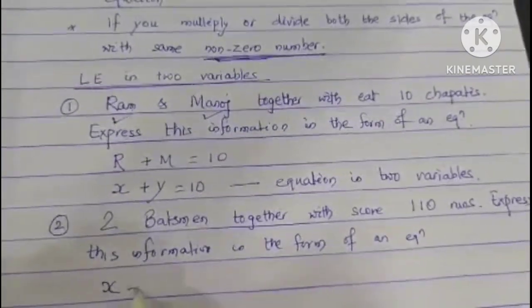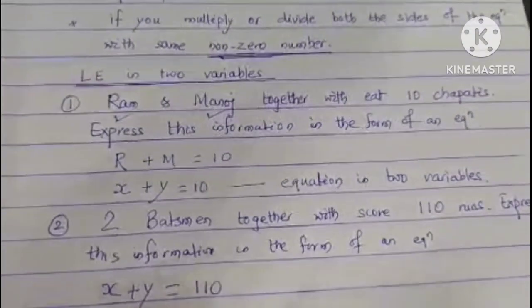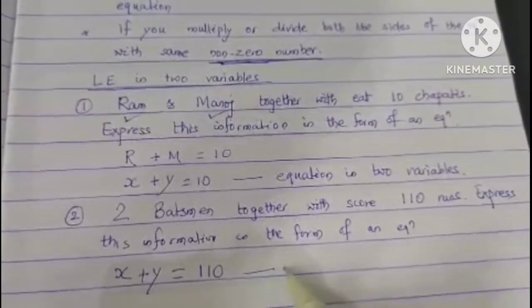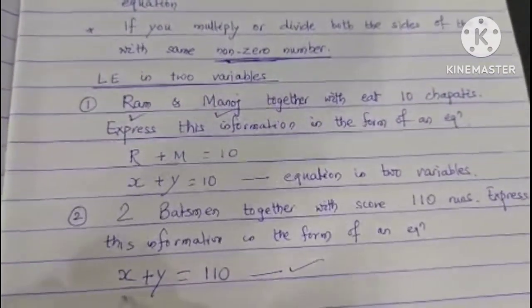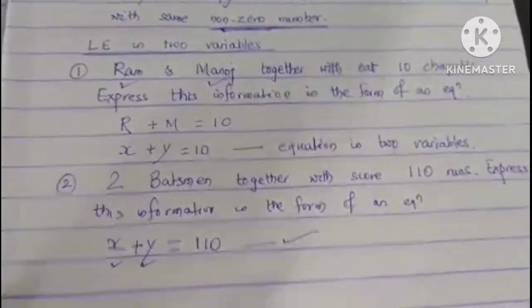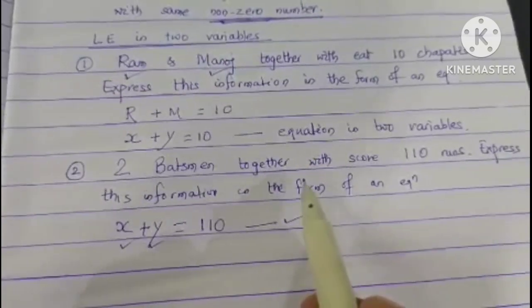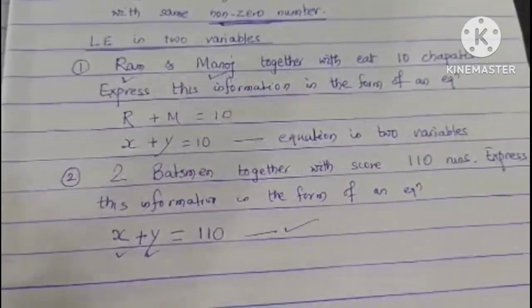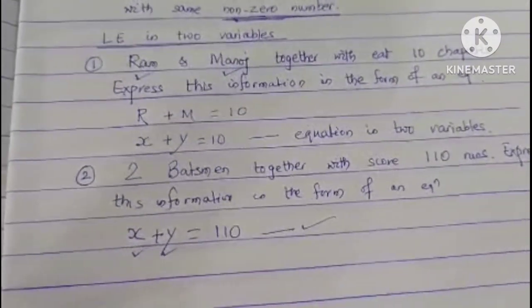So you can write x plus y is equal to 110. This is simple. Like this we are expressing it in the form of an equation and in two variables, because we don't know how much batsman 1 has scored, we don't know how much batsman 2 has scored. So x plus y is equal to 110. So these are the required equations and the examples.